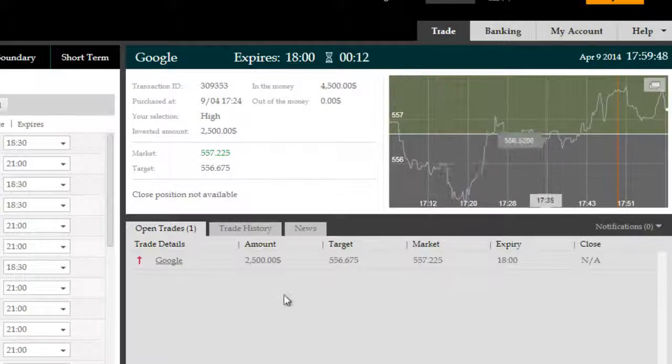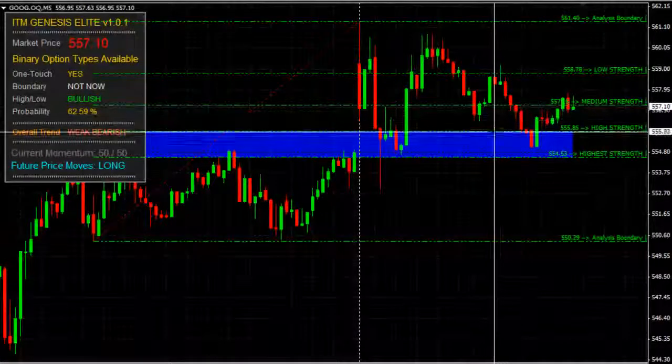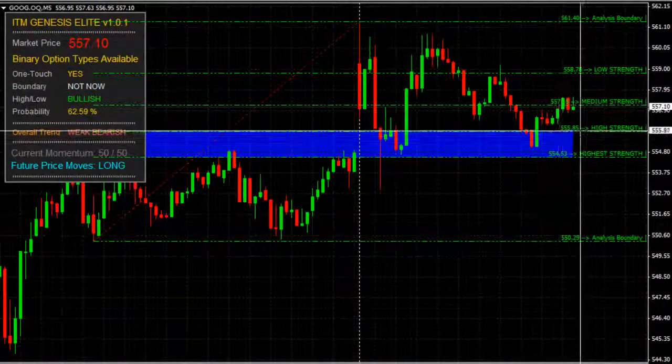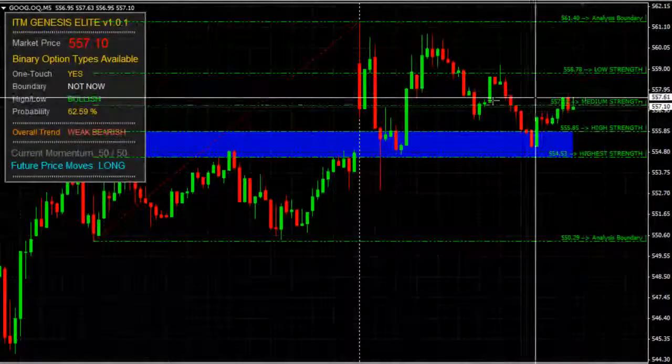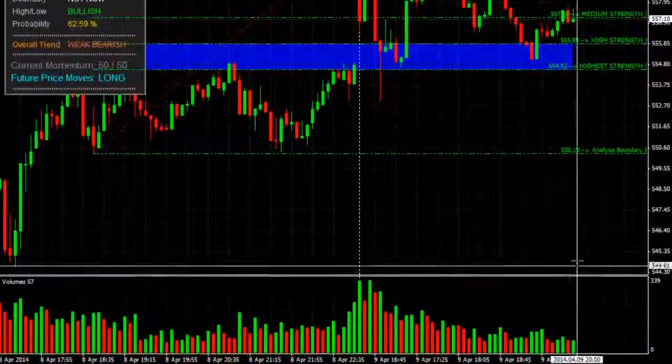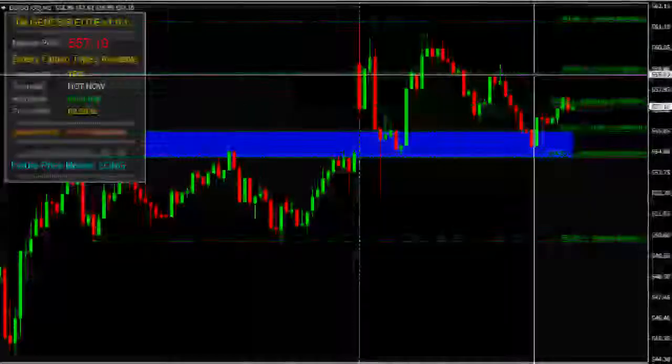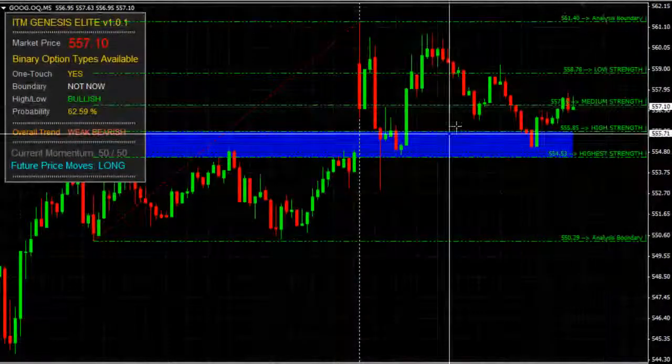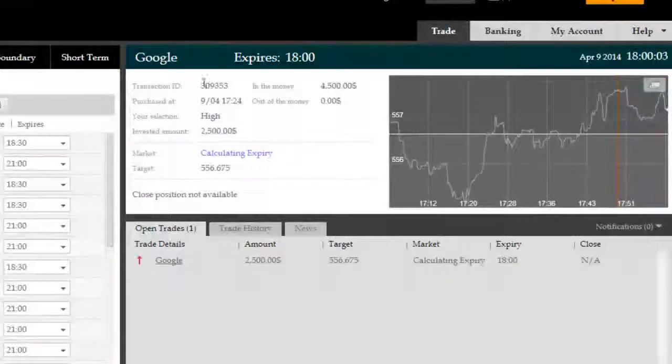2,500 invested, 4,500 to be gained, 2,000 net profit shortly, just around the corner here. And that's what you can do when you use Genesis Elite to time your entries to perfection. This trade has now nowhere else to go except stay in the money. It's already expired, as you can see, comfortably in the money. And the platform will be updating shortly with the expired net profit of $2,000, with a gross return of 4,500 from an investment of 2,500.